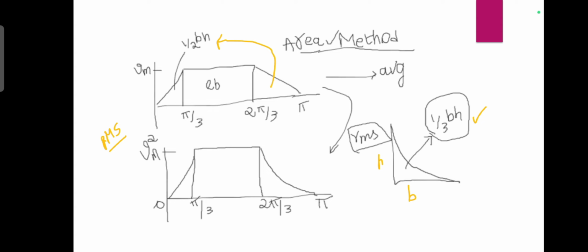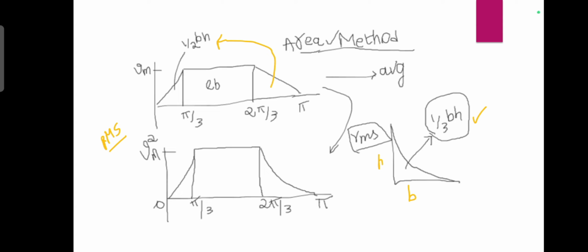Here 0 to pi by 3, it is a triangle. So what will be the average value? 1 by pi by 3 into half into base into height. And for pi by 3 to 2 pi by 3, it is a rectangle, so the area will be L into B. The duration, 2 pi by 3 minus pi by 3, is pi by 3. So again 1 by pi by 3 into L into B. Again 2 pi by 3 to pi, it is a triangle. So again half into base into height.